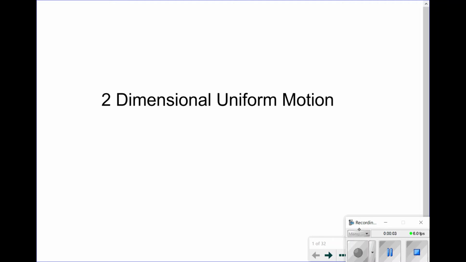In this video, we're going to be looking at the concept of two-dimensional uniform motion. This is when objects move with a constant velocity along both the x and the y axis at the same time.